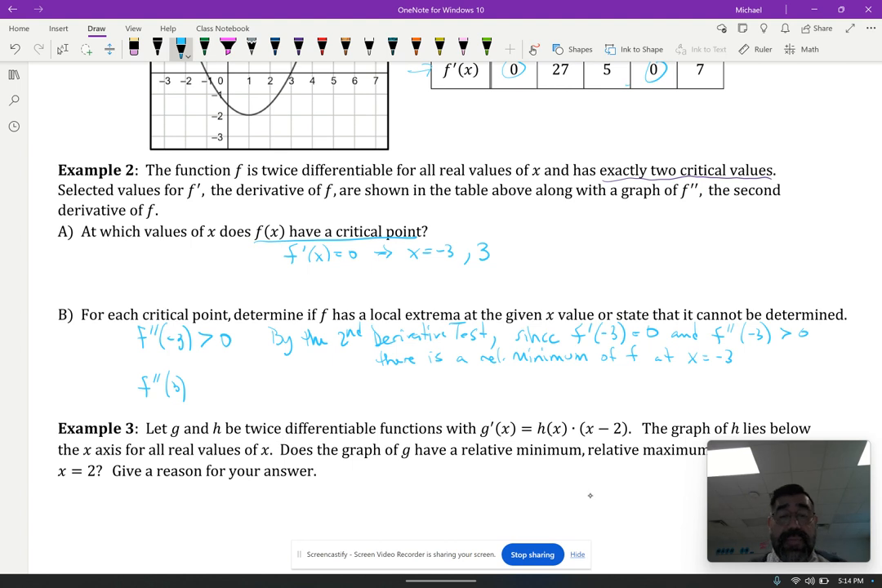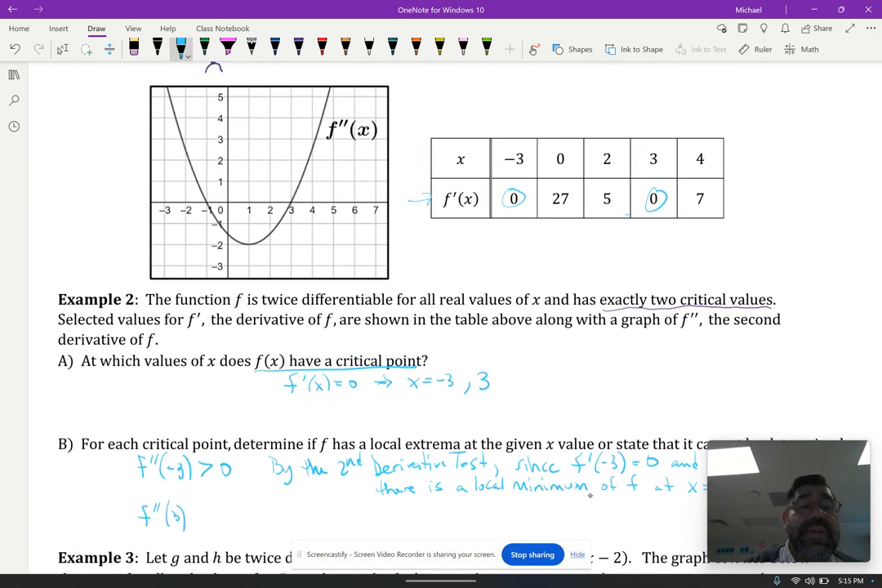By the way, I guess since they use the word local, I shouldn't use the word relative. I should use the language that they use. So let me try to erase this, which I can't apparently. And then let me write: there is a local minimum of the function f at x equals -3. That's it.